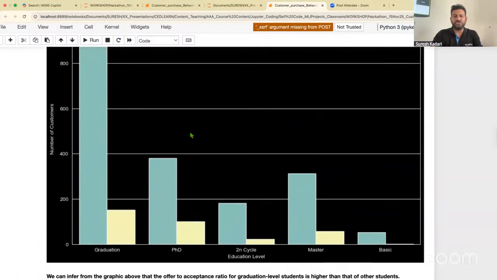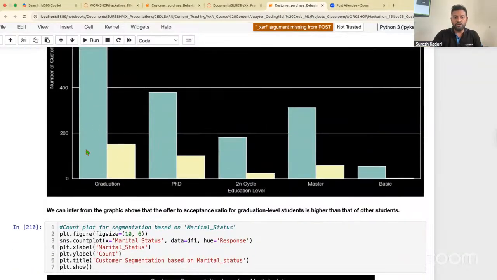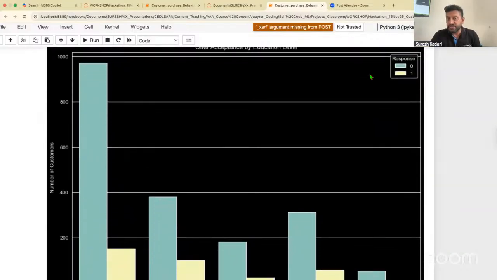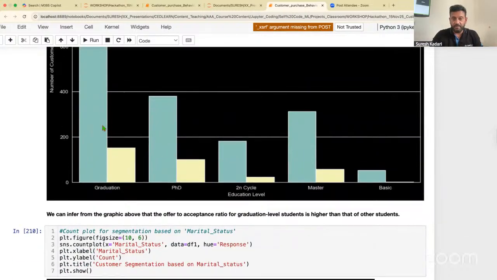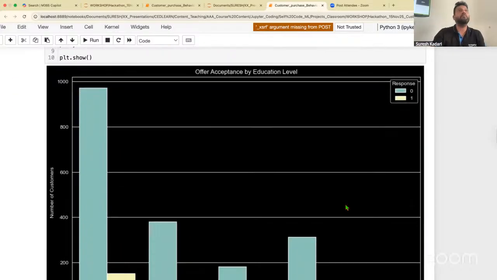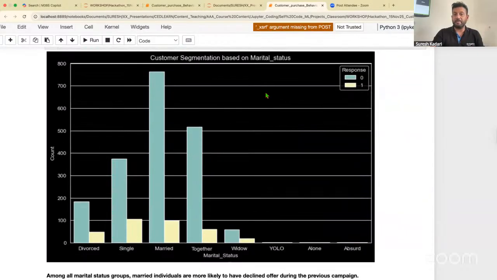I'm doing graduation. See, offer acceptance by education level. More graduates are, okay, oh no. Zero means not responding. Who is responding? Yeah, by the sheer size of their volume, they are accepting. And masters and basic qualification guys, they are not even understanding the thing. That's why, even when there are policies and all, people don't avail because of lack of education.